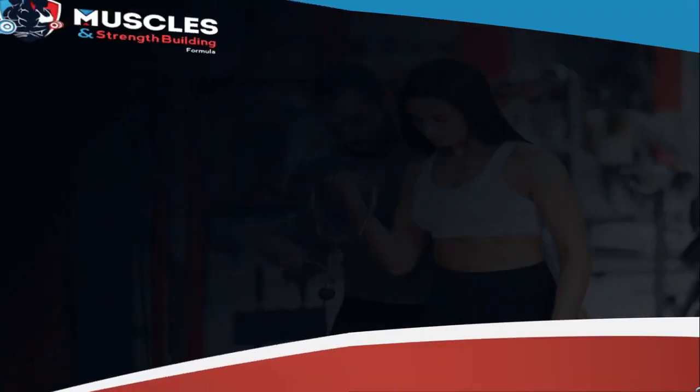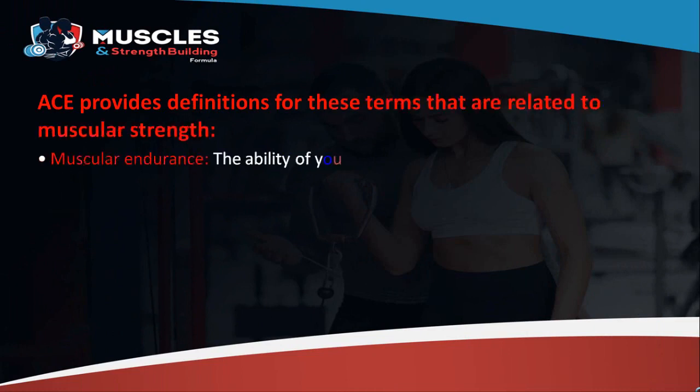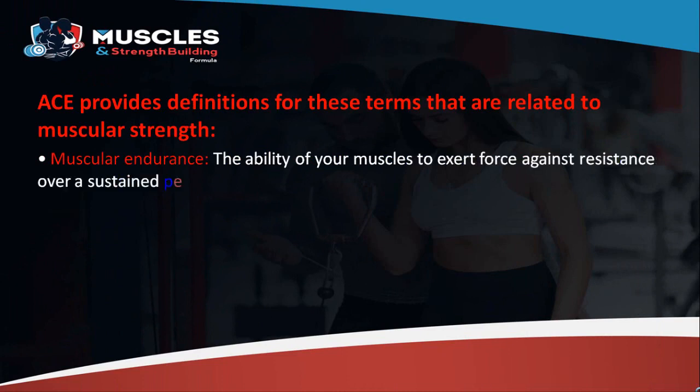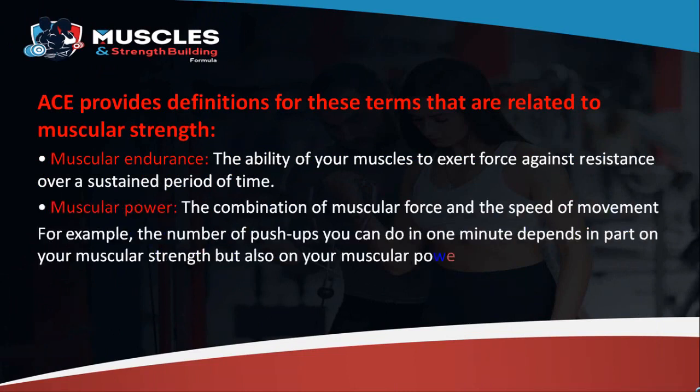ACE provides definitions for these terms that are related to muscular strength. Muscular endurance, the ability of your muscles to exert force against the resistance over a sustained period of time. Muscular power, the combination of muscular force and the speed of movement. For example, the number of push-ups you can do in 1 minute depends in part on your muscular strength, but also on your muscular power and muscular endurance.